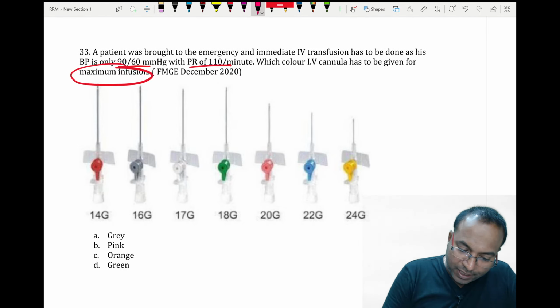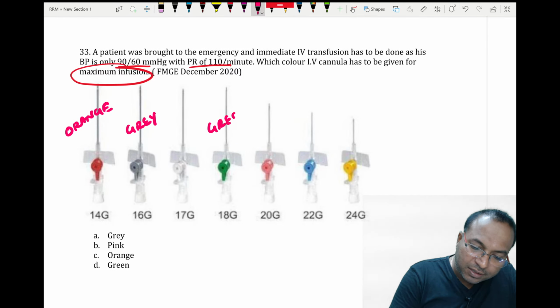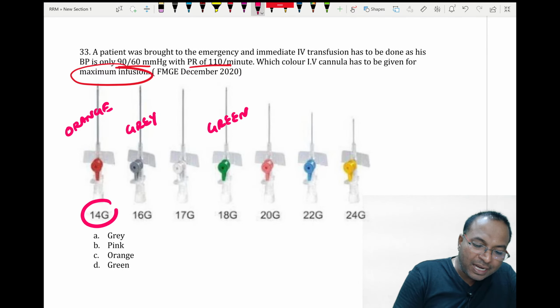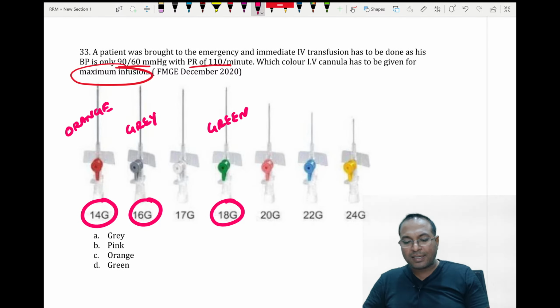So there are three important cannulas you should remember. First one is orange, which is 14G. Then gray, which is 16G. And it is 18G, which is green. These are the three commonly available cannulas in a trauma center. Please remember, three cannulas in trauma center is this.